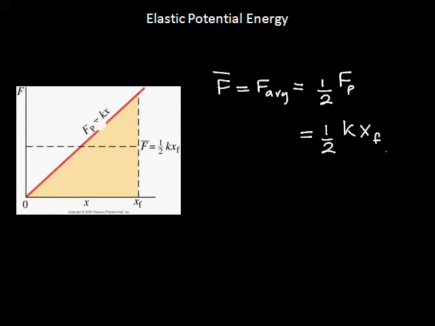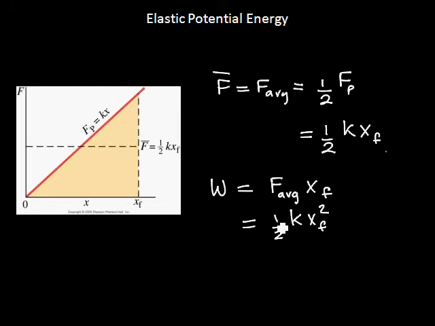Okay. Now what we can do is consider what's the work done by that pulling force. Well, it's that average force multiplied by the displacement, which is 1/2 k times x_f squared. So this is the work. You grab hold of a spring and you pull it. This is the work that you've done on the spring in order to stretch it.